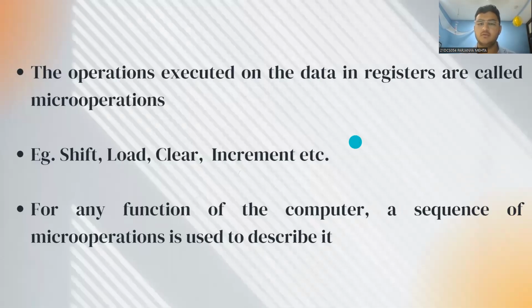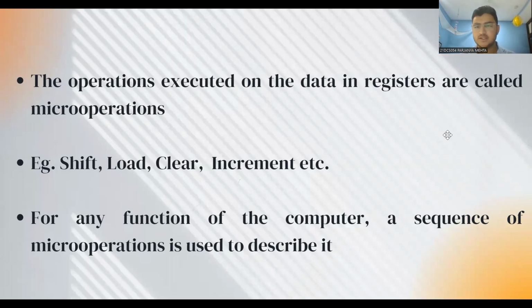So basically, what are micro operations? The operations executed on the data in a register are called micro operations. It means that if we want to update the data present in the register, we should use micro operations. Examples are shift, load, clear, increment, decrement, etc. For any function of the computer, a sequence of micro operations is used to describe it.